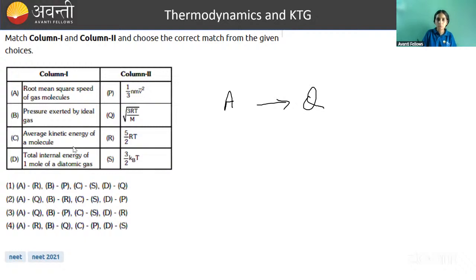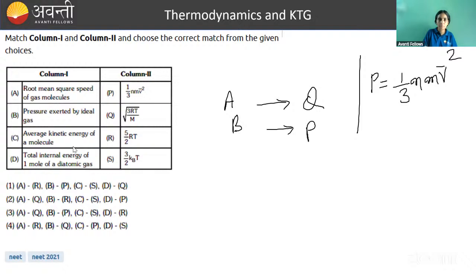ठीक है. उसके बाद अगर आप ध्यान से देखो, प्रेशर एक्सर्टेड बाय आइडियल गैस. तो प्रेशर एक्सर्टेड बाय आइडियल गैस का फॉर्मूला क्या होगा? If you remember this kinetic theory of gases thing, सबसे पहला डेरिवेशन जो हम करते हैं वो ये होता है, प्रेशर एक्सर्टेड at microscopic level is written as 1/3 n m v_rms squared, where n is number of molecules per unit volume, m is mass of single atom or molecule. So definitely B का ऑप्शन क्या होने वाला है?